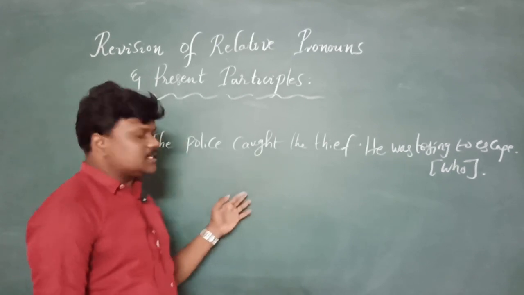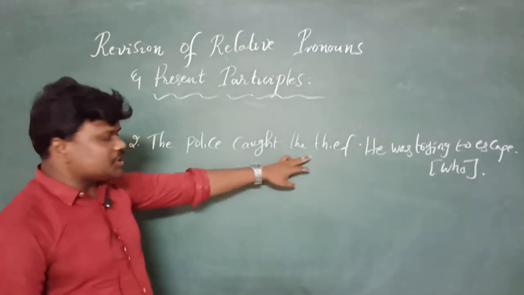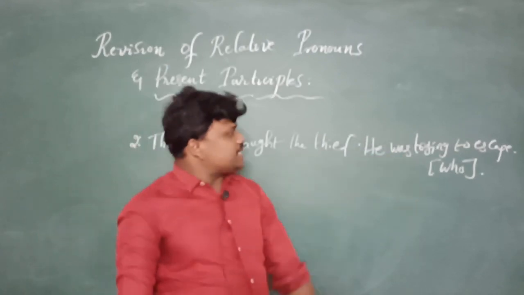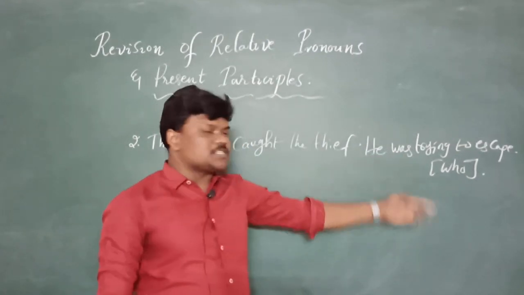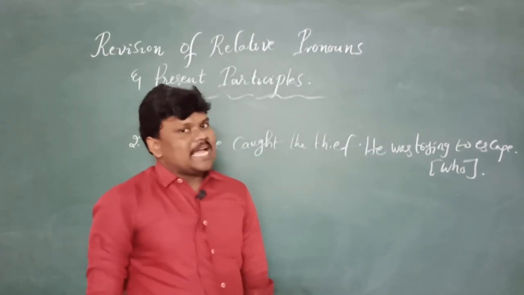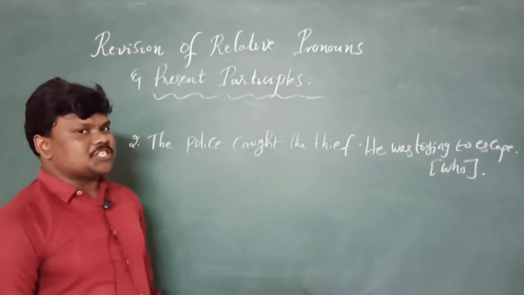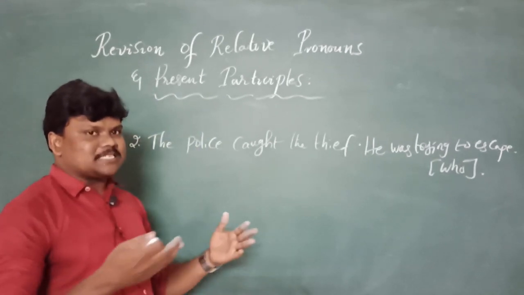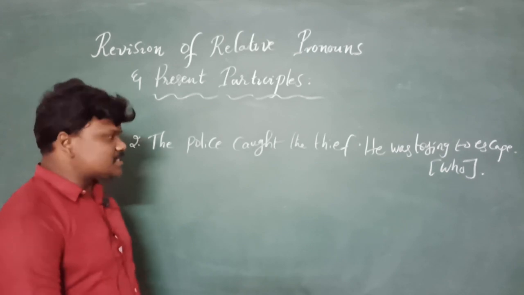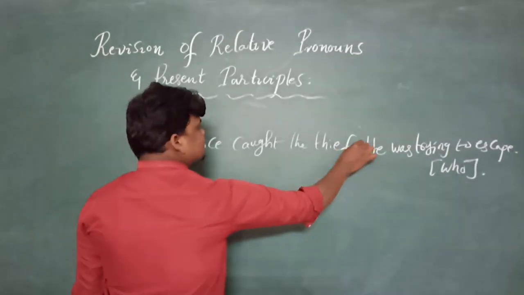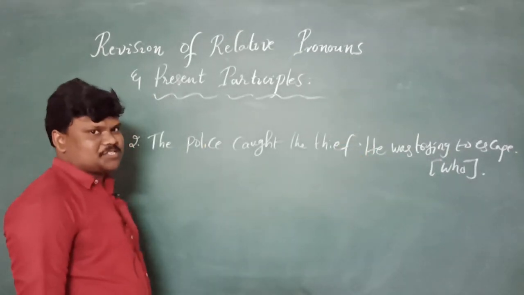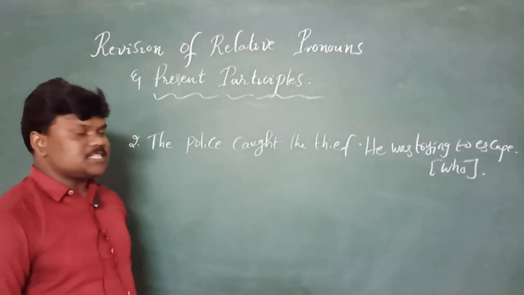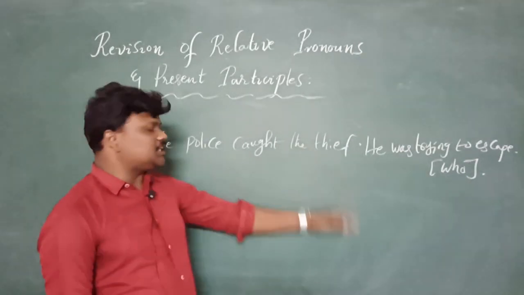Let's have a look at the sentence. The police caught the thief, full stop. He was trying to escape. We need to combine these two sentences with who. According to the instruction, try to identify where the person is, that too in the first sentence. Well, what is the first sentence? The police caught the thief.